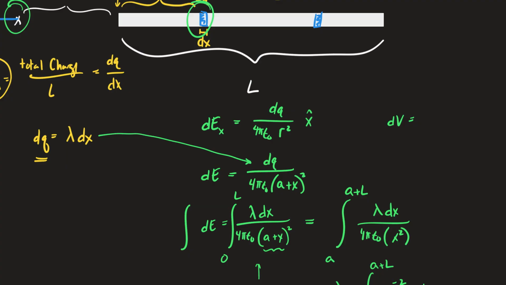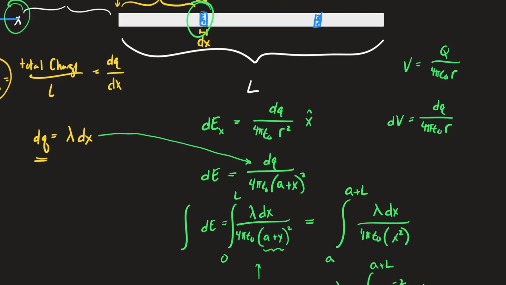The electric potential for a point charge can now be used as the electric potential for a distribution of charges. We know that the electric potential for a point charge is Q over 4 pi epsilon naught times R, where R is the distance away from your point charge. All right, that is the electric potential for a point charge.